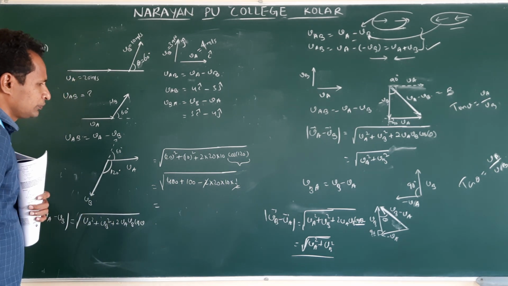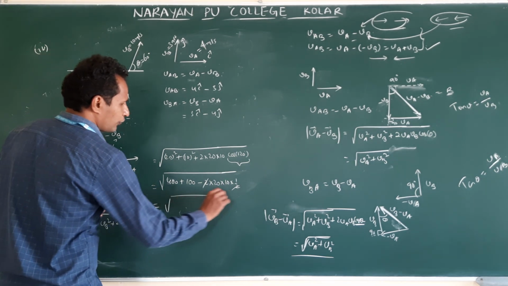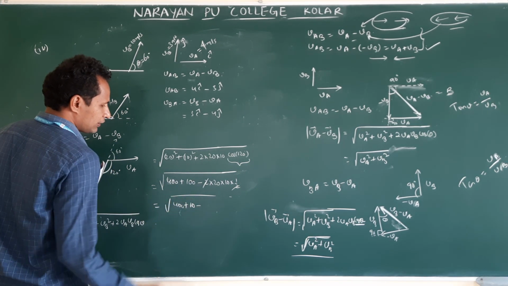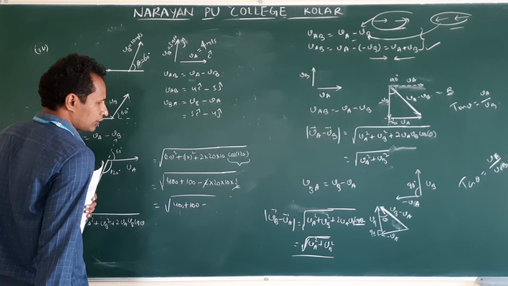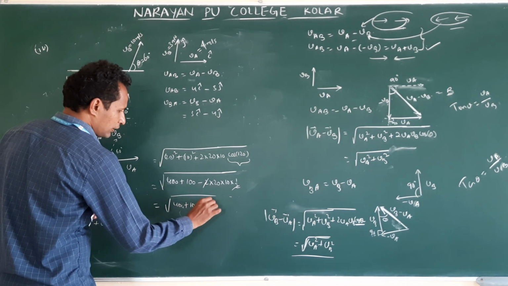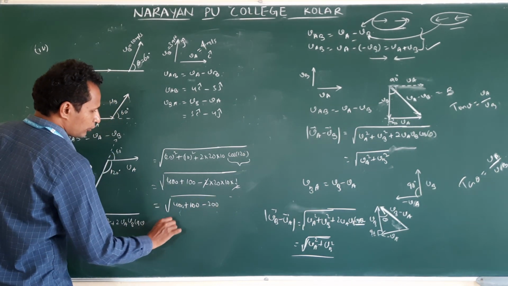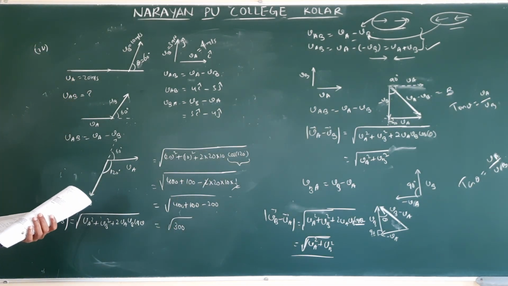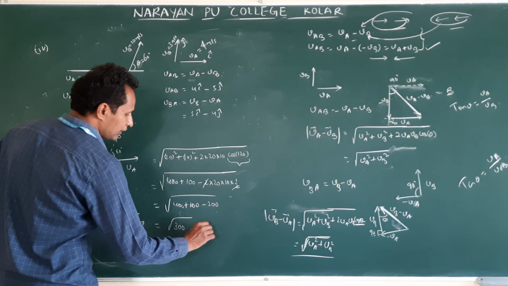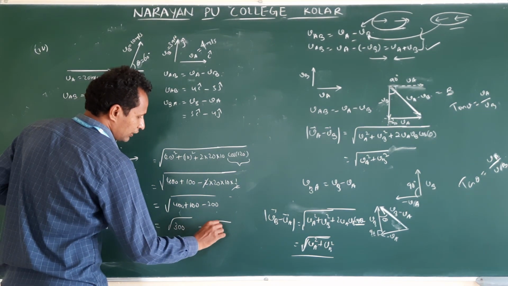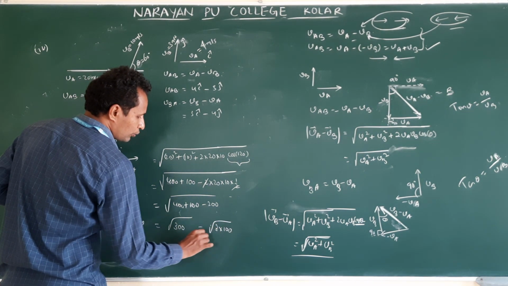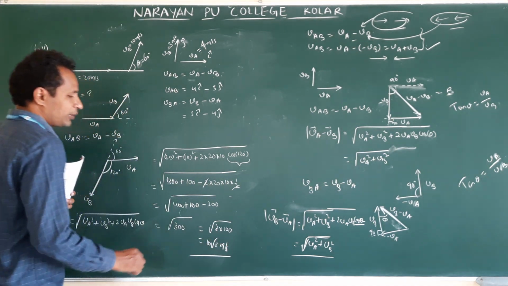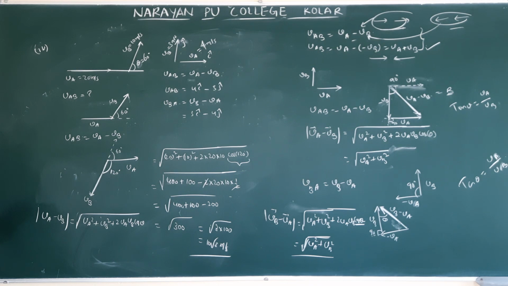Clear? Then under root of 400 plus 100 minus 200, then under root of 300. Am I correct? Check it out. Yes. So this we will write 3 into 100. Root 100 is 10, root 3 remains. So 10 root 3 meter per second.